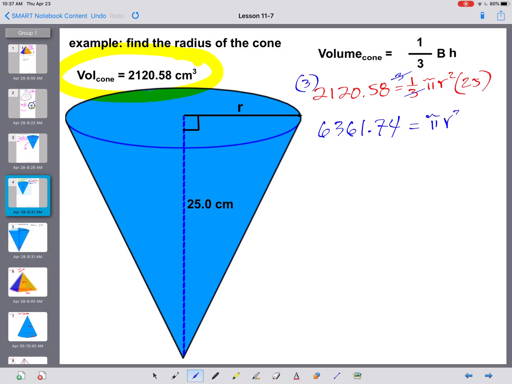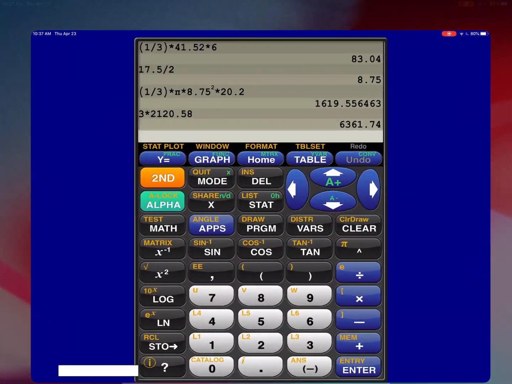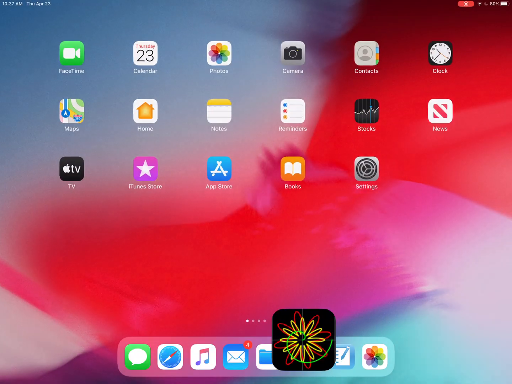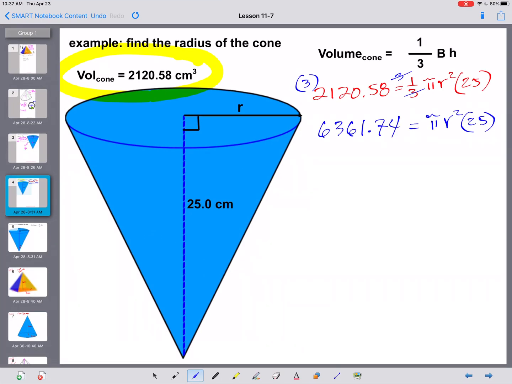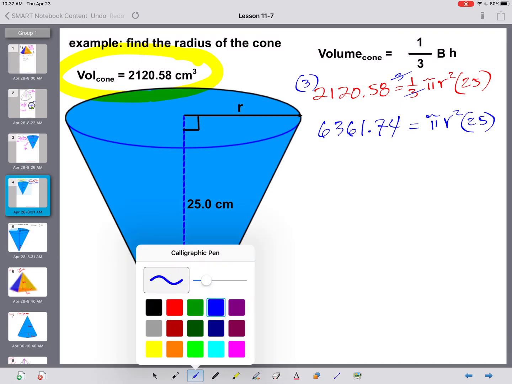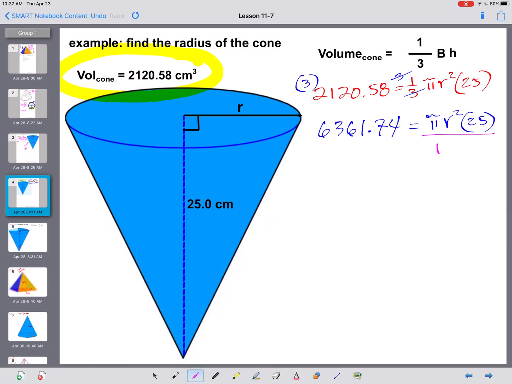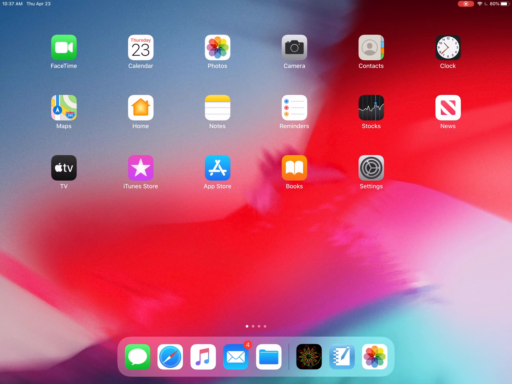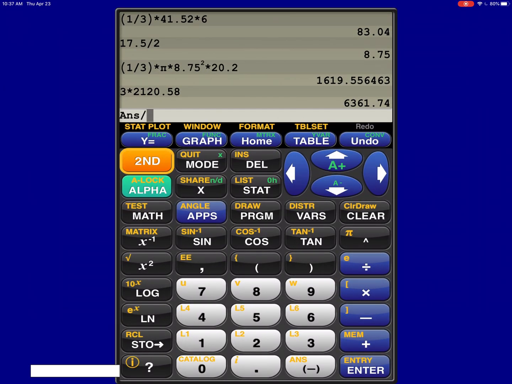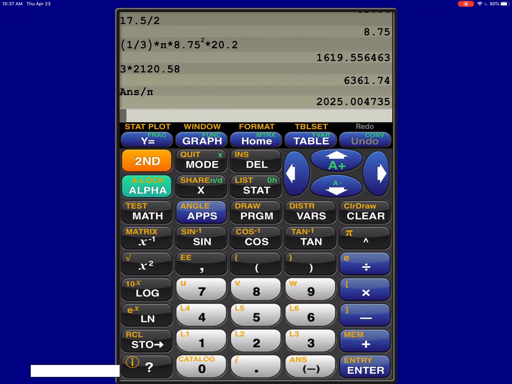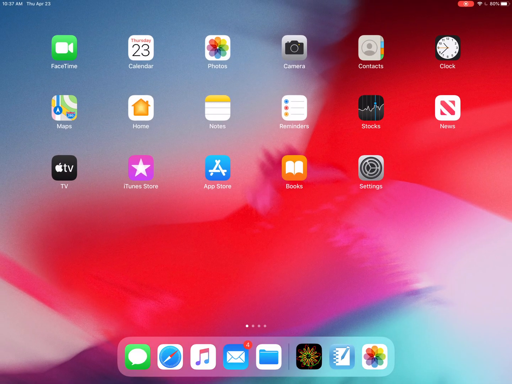Pi r squared and 25. Okay, let's double check our 6361.74. That looks good. Okay, what's next? What do you want to do? Get rid of the pi. We could do that if you want. Okay, here we go. Get rid of the pi. Divide by pi here. Divide by pi here. Let's do it. Take that number and divide by a pi. Nice. 2025 right on the nose.